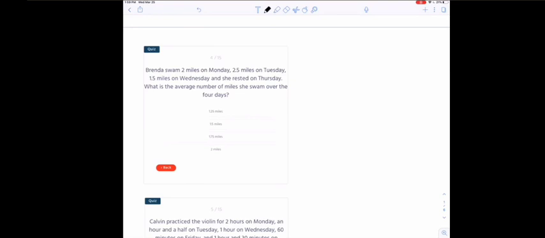It says, Brenda swam 2 miles on Monday, 2.5 miles on Tuesday, 1.5 miles on Wednesday, and she rested on Thursday. What is the average number of miles she swam over the 4 days? So 2 miles plus, actually, I'm going to set it up in another way. 2 miles plus 2.5 on Tuesday, 1.5 on Wednesday, and 0 on Thursday. And that way it's easier to add up our decimals, okay?